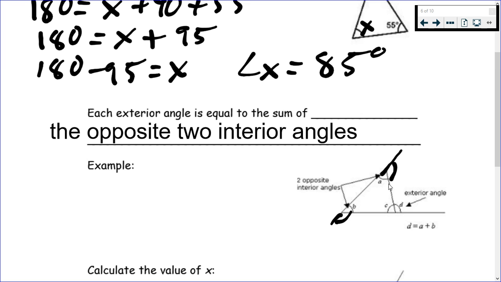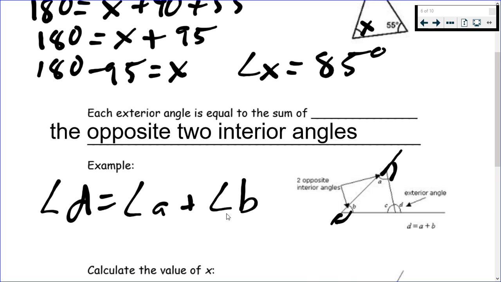So in our example here, angle D, our exterior angle, is equal to the sum of the two opposite interior angles, A plus B. It's written here, but I'll write it again to make sure you can see it clearly. Angle D equals angle A plus angle B.